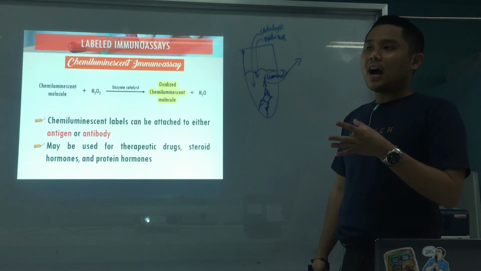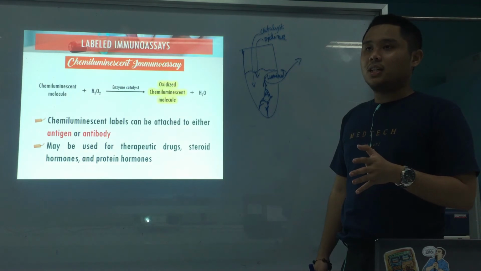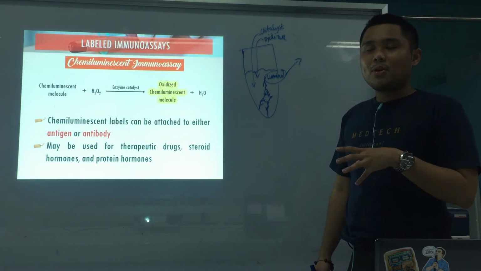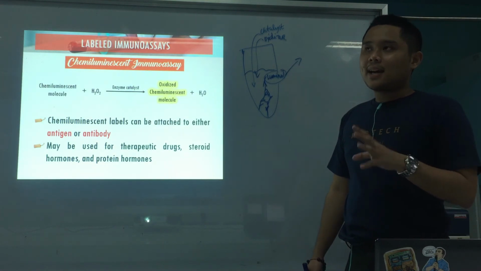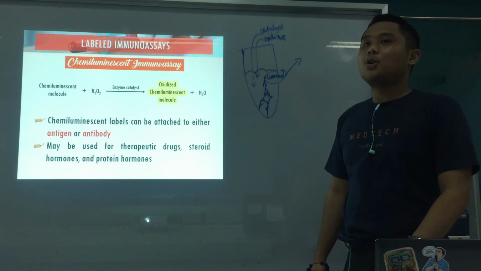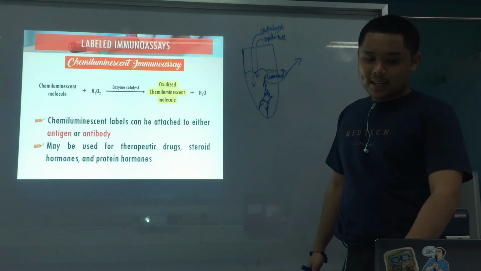Again, from what I've experienced in IS, mostly in the machine Architect, they use ECLIA, enzyme chemiluminescent, if I'm not mistaken. ECLIA or CLIA only, chemiluminescent immunoassay. Yes, chemiluminescent. Alright, so that's for chemiluminescent immunoassays.